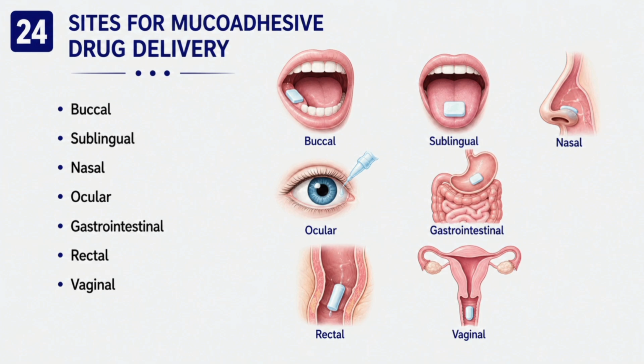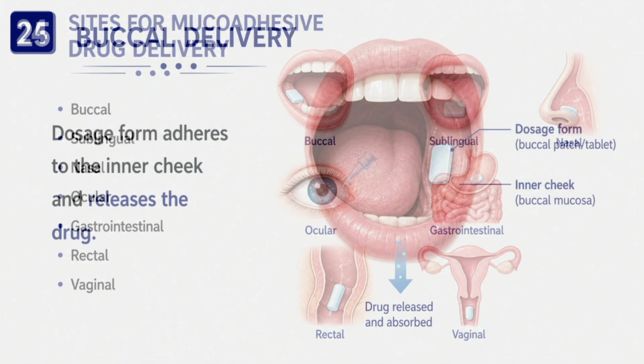For example, the buccal route uses the inner cheek. The sublingual route uses the area around the tongue. The nasal route involves the nasal mucosa. The selection of the route depends on the drug, therapeutic objectives, and the formulation design. First one is the buccal route.